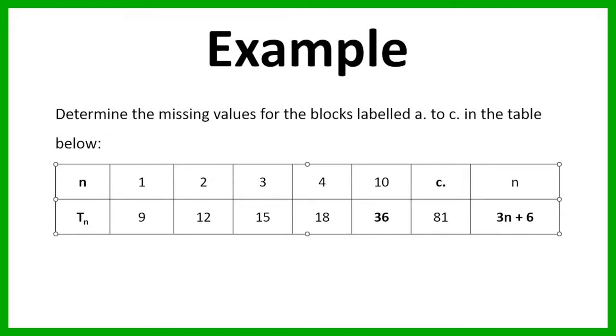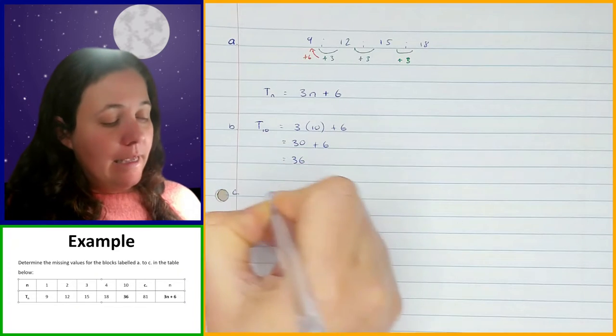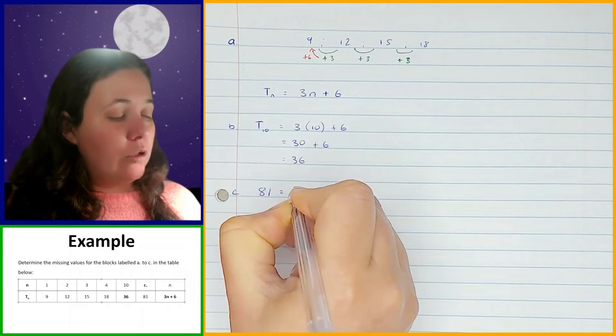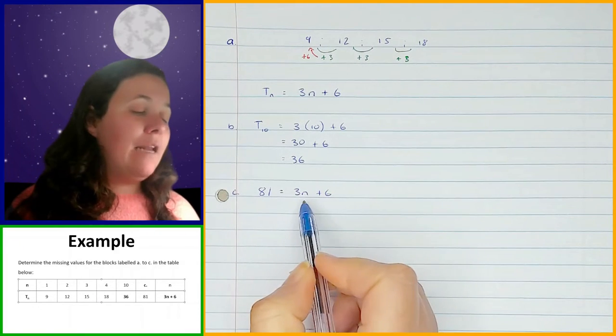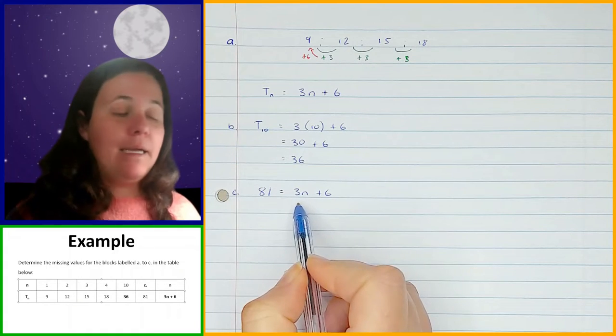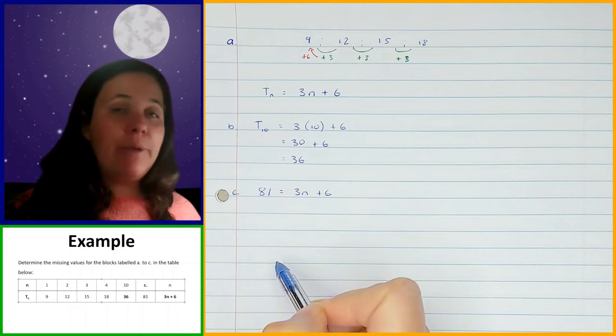Okay, so what I'm going to do for this one is I need to put 81 over here and make that equal to 3n plus 6. Now I need to work out what n value will give me 81 in this rule. So 3 times something plus 6 must give me 81.